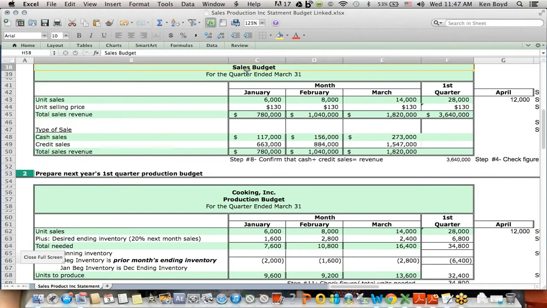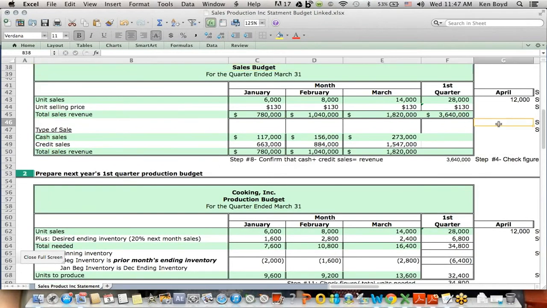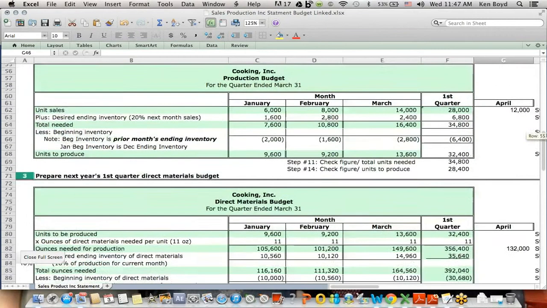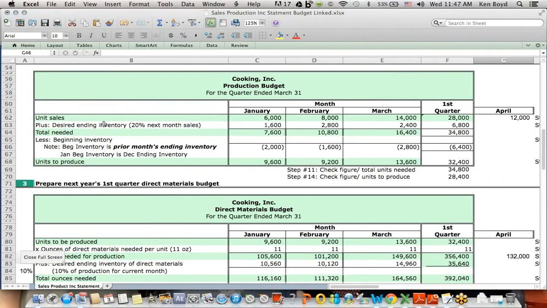Now that we know how much we plan on selling, we can plan our production. So here's our expected sales tied in from the chart above. The company wants 20% of next month's sales in ending inventory. So when you open your doors on the first day of the month, you have some goods to sell. So January is 20% of February. Goes on across. February is 20% of March. March is 20% of April.